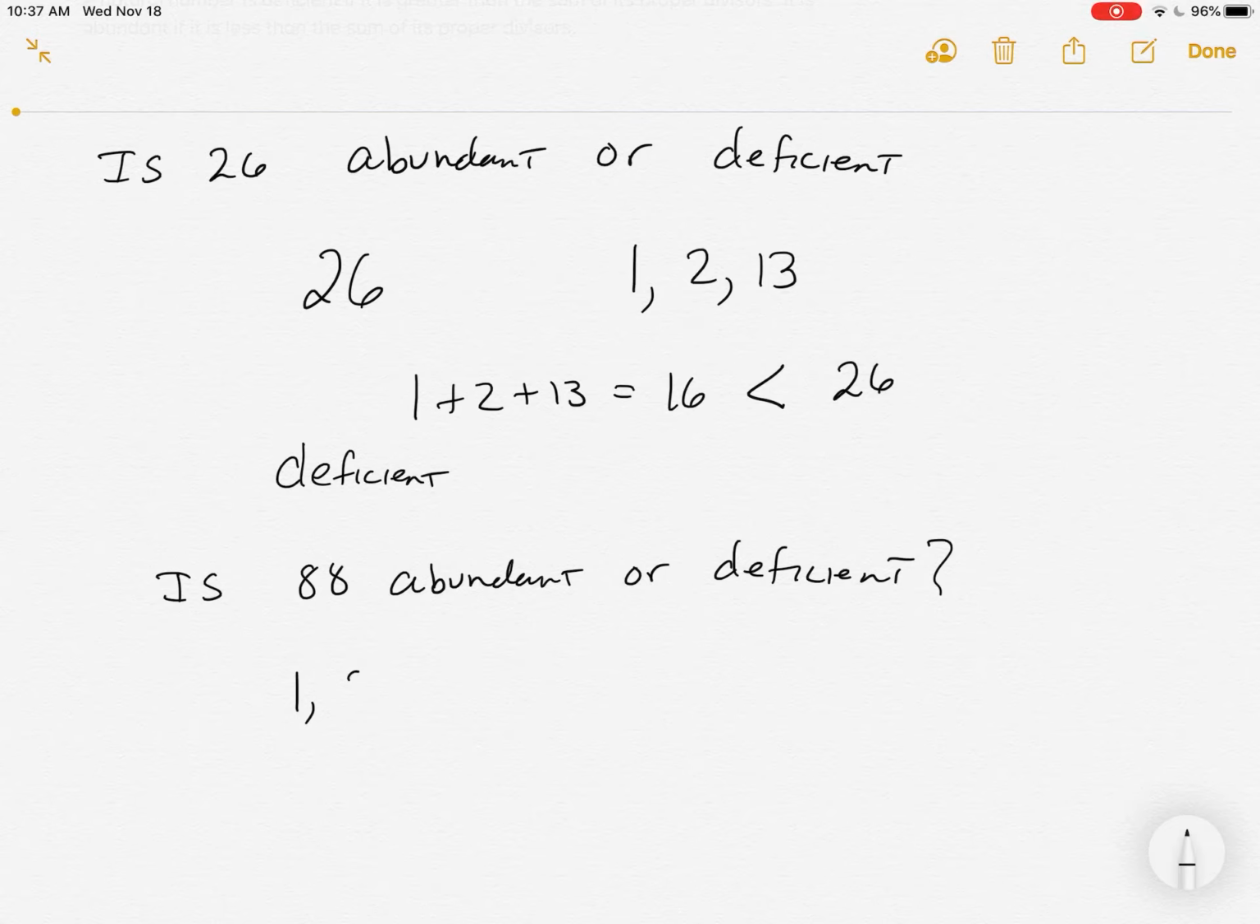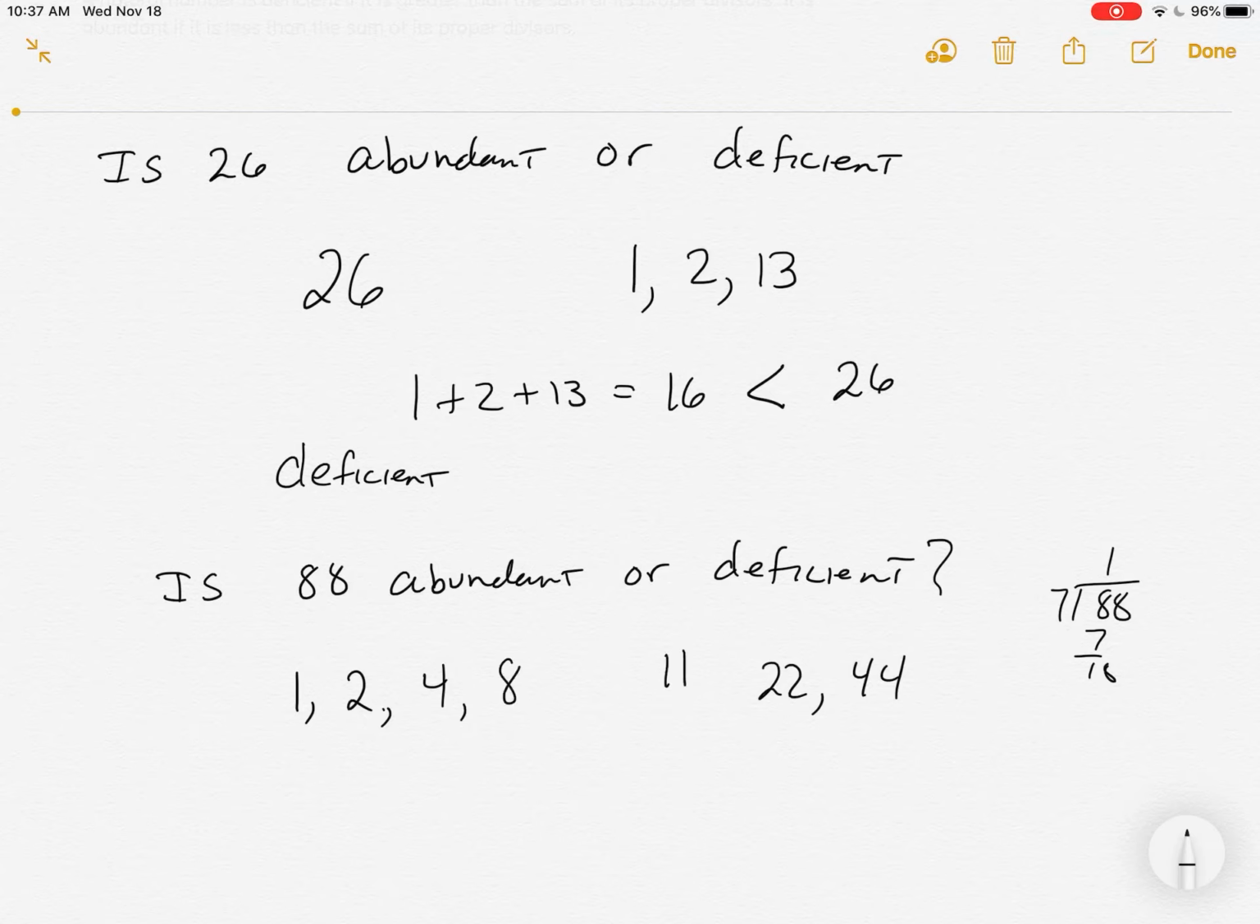1 definitely goes into it. 2 goes into there 44 times, so maybe it'd be wise to get their pairs. 3 doesn't go into it, but we know 4 does, 22 times. 5 doesn't. 6, I'm not so sure, right? Well, 6 can't because 3 didn't go into it. 7, we'd have to check. 7 goes into 8 one time, doesn't go into 18, so 7 doesn't work.